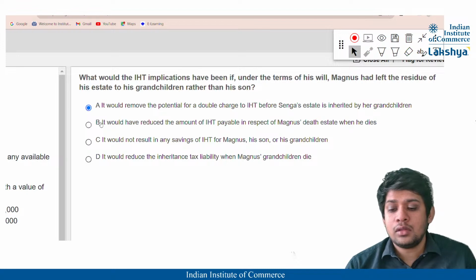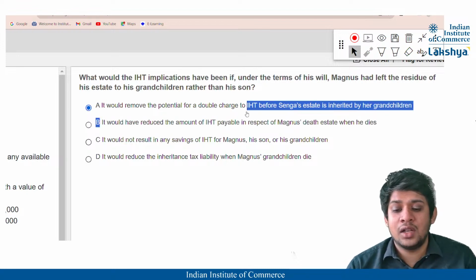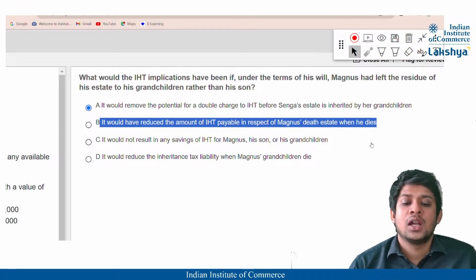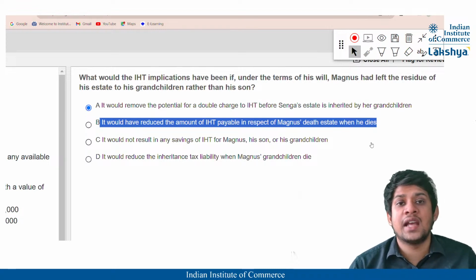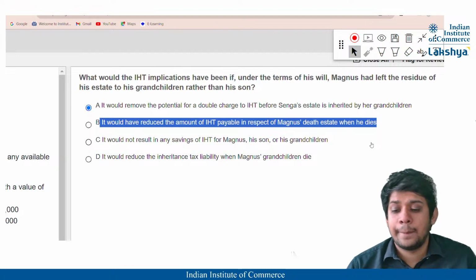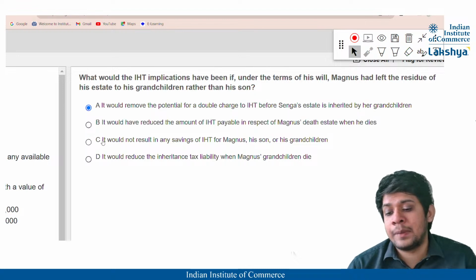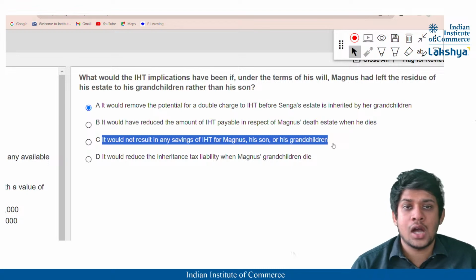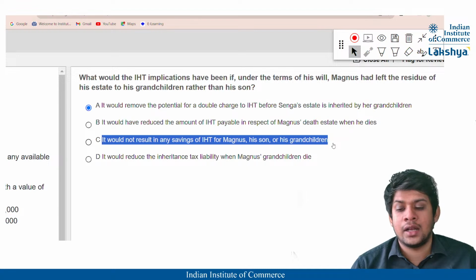Second one, it would have reduced the amount of IHT payable in respect of Magnus's death estate when he dies. Okay, in such a case it would not reduce, correct? It will remain the same, right? It's just that they are skipping a generation to save the double tax on the IHT by transferring directly to his grandchildren.